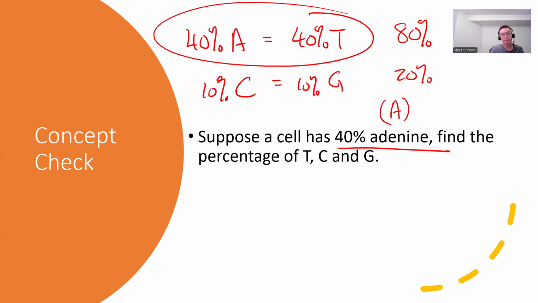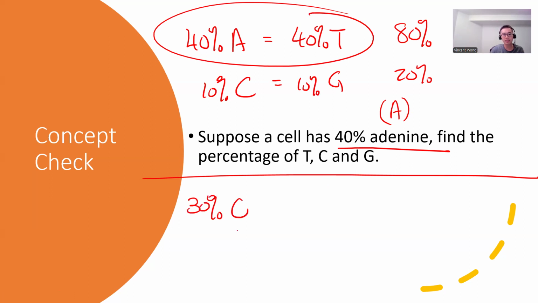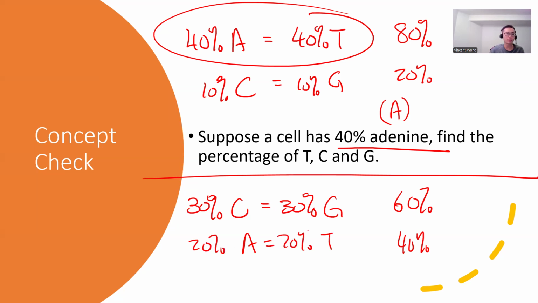Let me do one more with you. Let's say we have 30% C. This is a different question now. If you have 30% C, you must also have 30% of which one? G, that's right. C plus G gives you 60% in total. And 40% is AT. 100 minus 60 is 40, which means you split the 40 into 20 and 20. That's right. That's all.